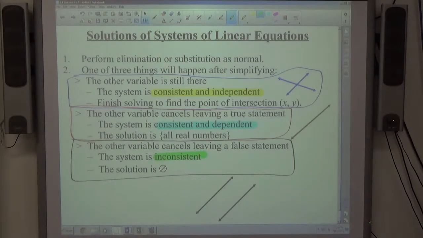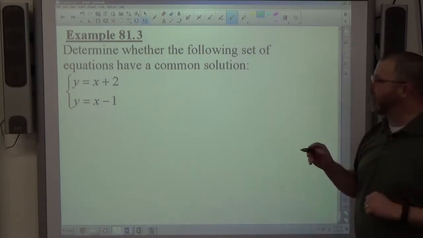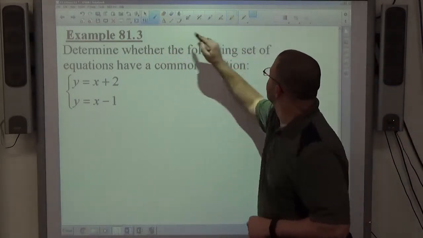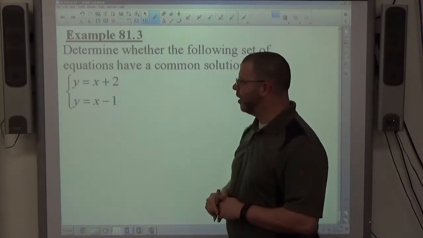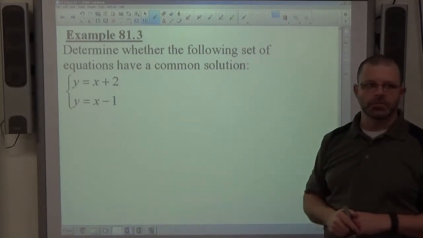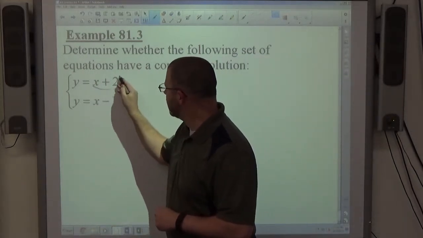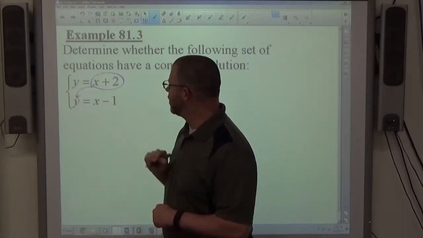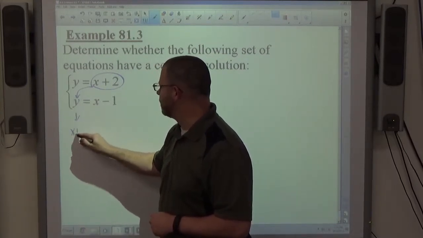All right? Let's give it a shot. Determine whether the following set of equations have a common solution. Again, I want to use the words consistent independent, consistent dependent, or inconsistent when we get asked this question. So, looking at its setup, is it easier to do elimination or substitution? Substitution is easier. Y equals everything else here, so I can put that x plus 2 in place of that y there. So if I do that, y becomes x plus 2.